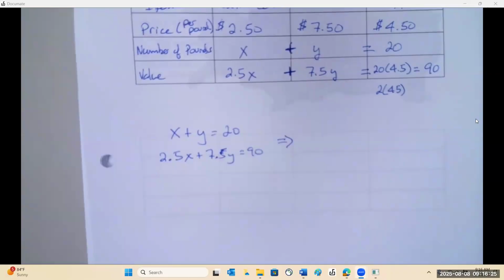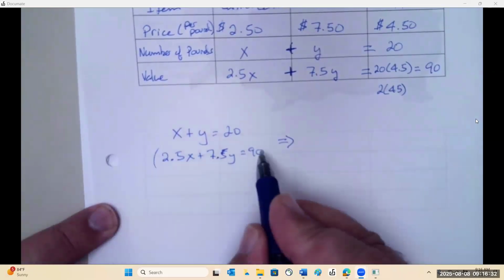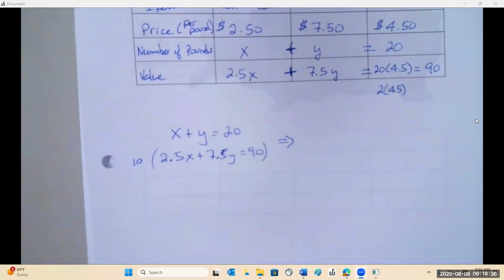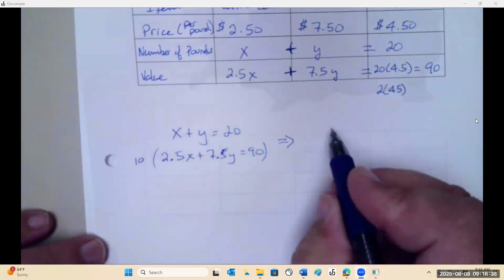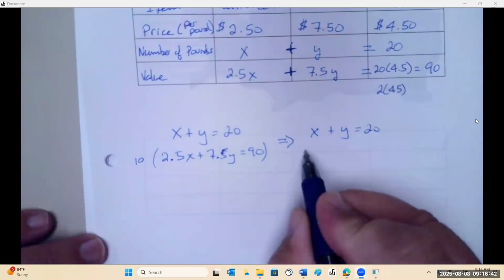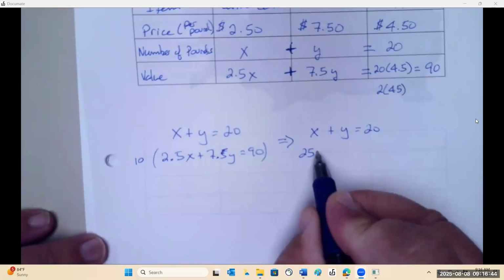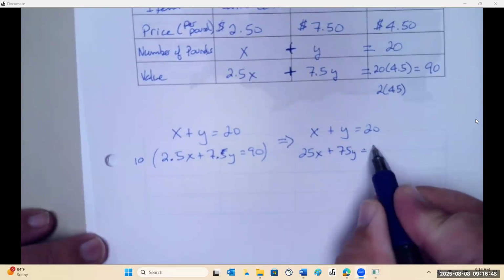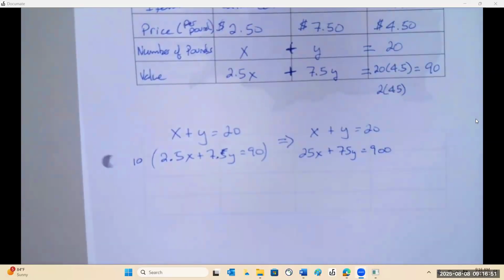By multiplying everything. By 2? So it becomes 5 and 15. By 10. That moves the decimal over. So we have x plus y equals 20, 25x plus 75y equals 900. Let's see what's next going to be.